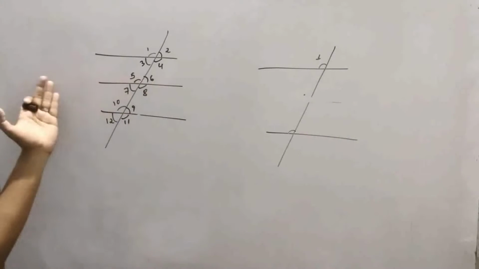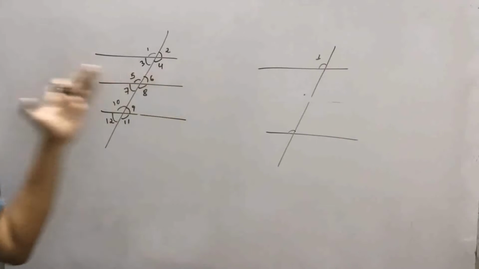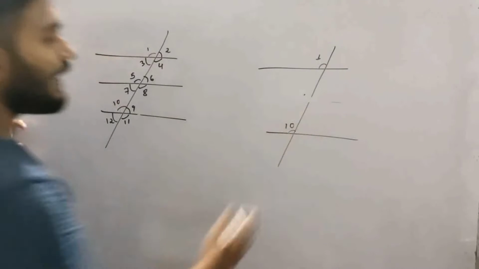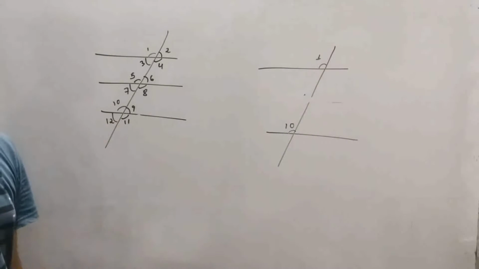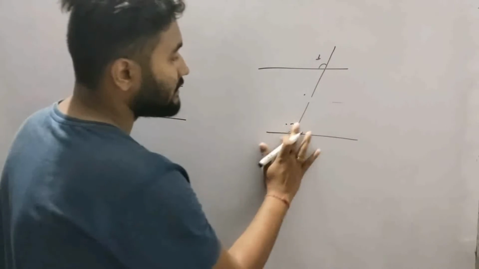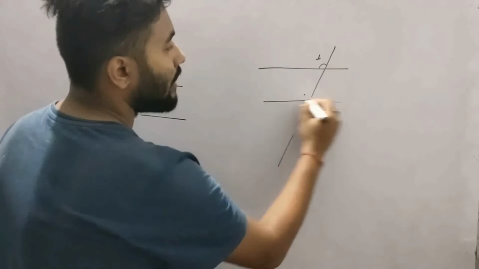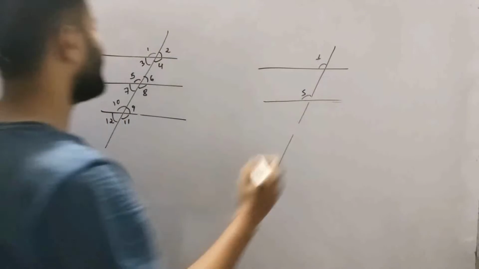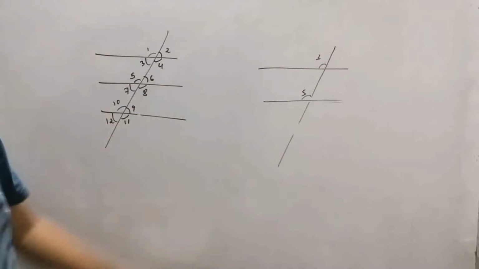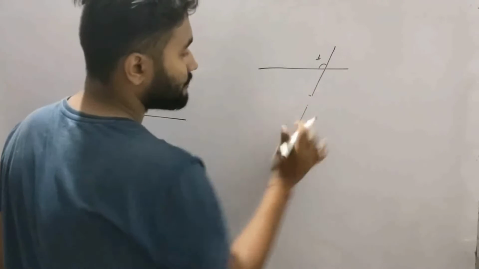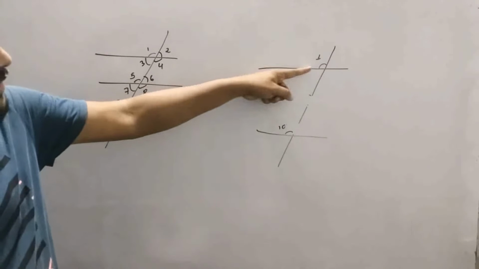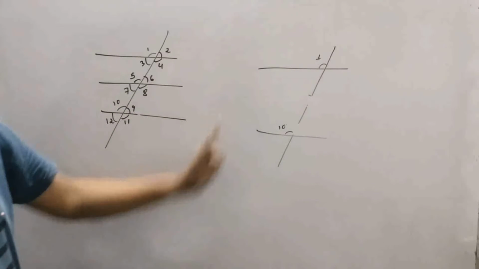And suppose this middle line is not there, then with 1, what will be the corresponding angle? 10 will be the corresponding angle, isn't it? At first, if this line is not there, then with 1, what will be the corresponding angle? 5, isn't it? 1, jump, and then 5. But if this middle line is not there, then what will be the corresponding angle? 10. 1, then jump this angle, 10.